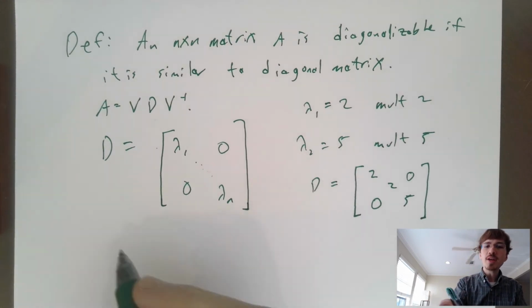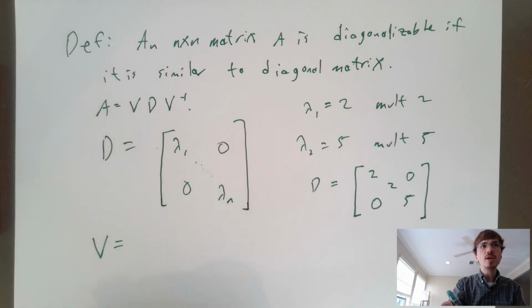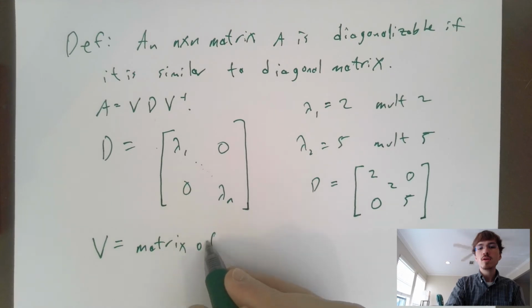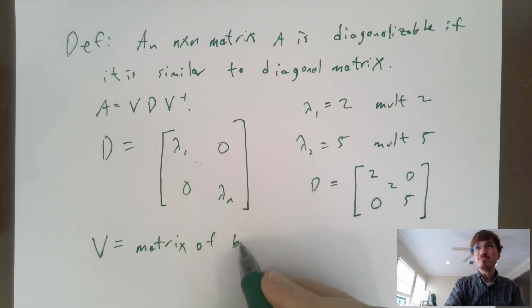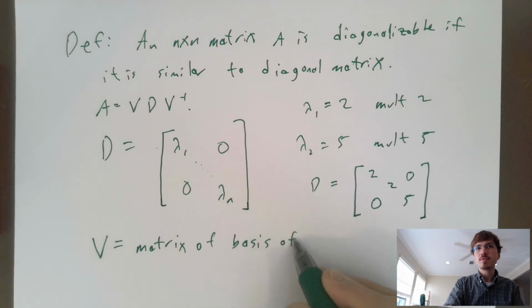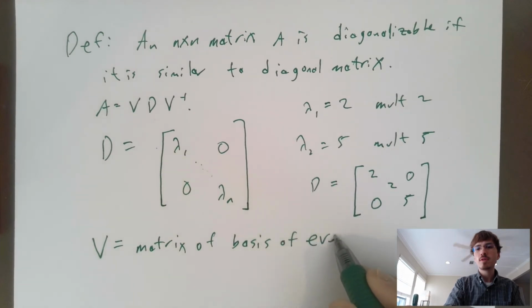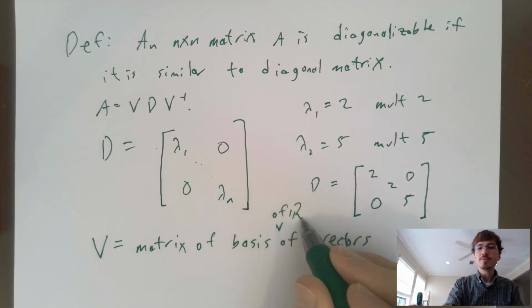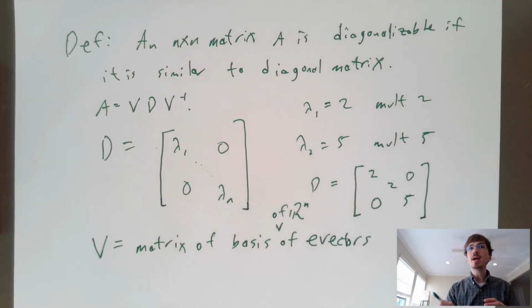And what's going to go in our matrix V? V will be the matrix consisting of a basis of eigenvectors. And this is going to be a basis of Rn. So we're going to need to demand that Rn has a basis of eigenvectors. And let's codify that. Theorem.